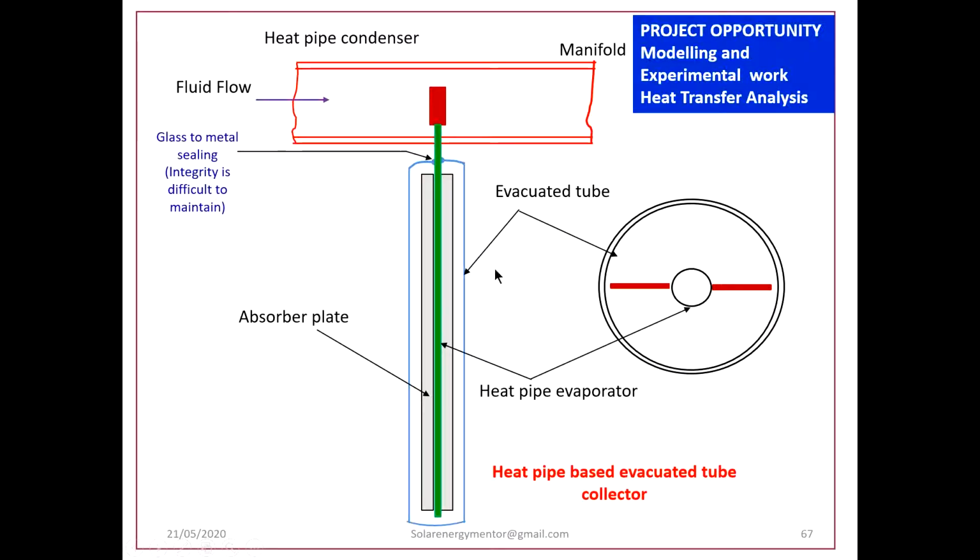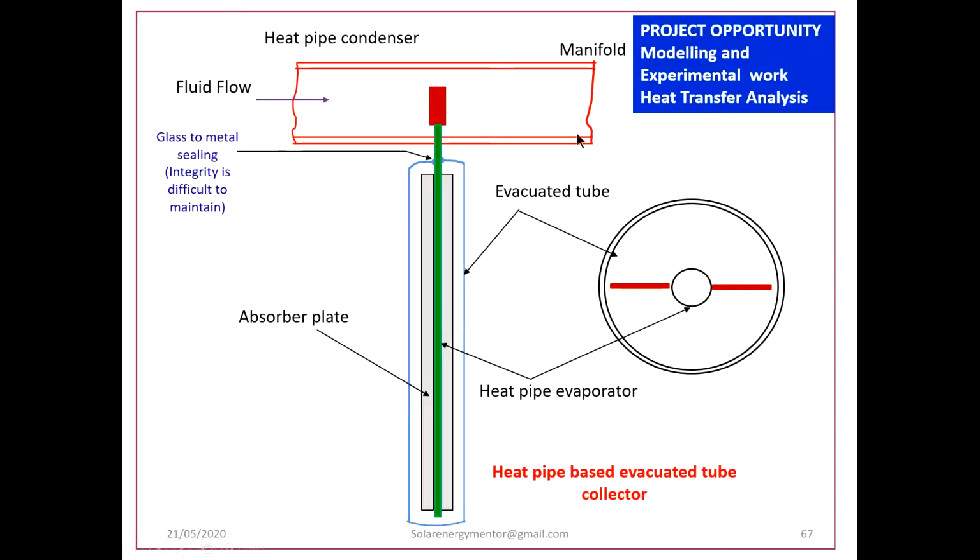Now there are project opportunities at UG and PG level in this heat pipe. The very first thing is just building or fabricating this heat pipe and conducting experiments, which is a very good project. Another is modeling and experimental work. Here the students can proceed with these.